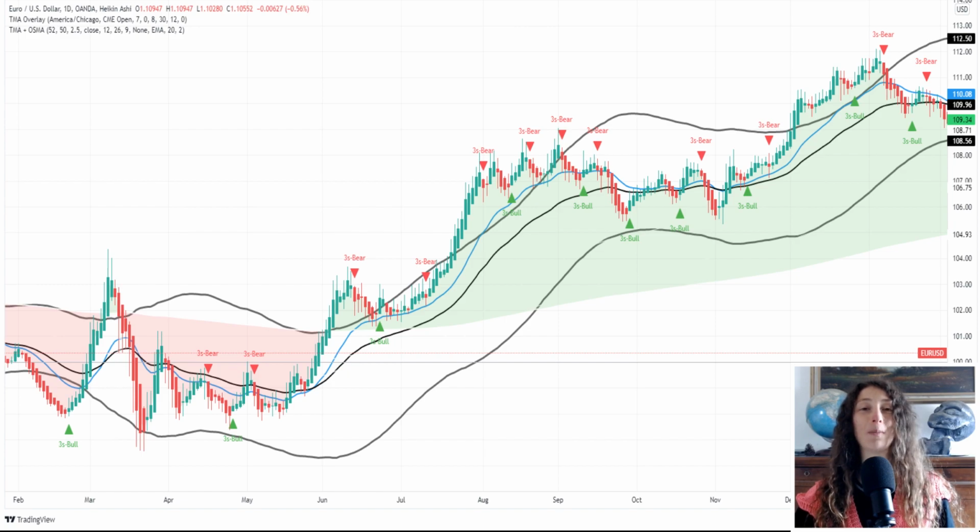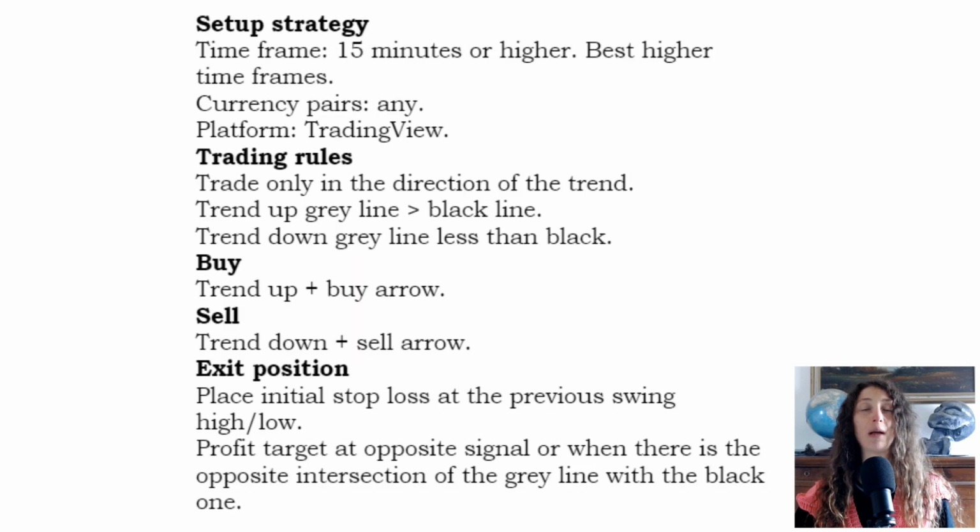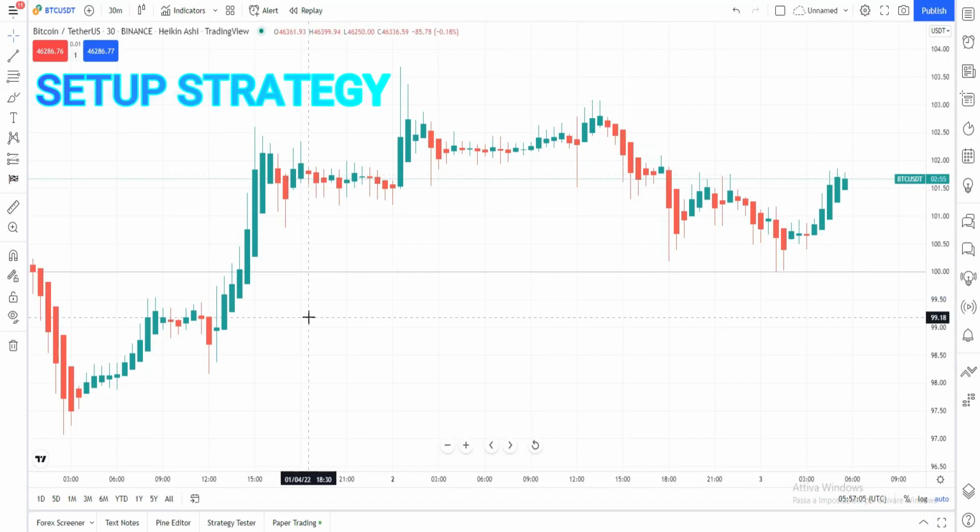In the following image, I will show you the setup of the strategy. Time frame: 50 minutes or higher. Best time frames. Currency pairs: any. Platform: TradingView.